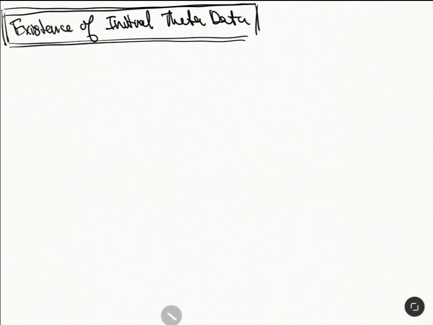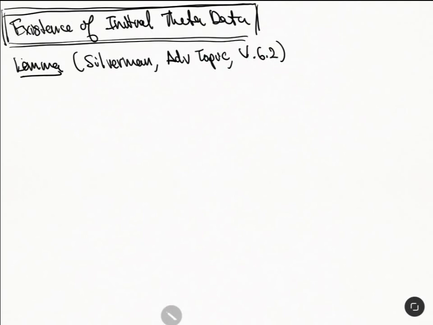Okay. So let's fix K. What we're going to do can be found in Silverman. Let's say this is the advanced topics book, in chapter 5, section 6.2. So this is just in the chapter on complete curves.